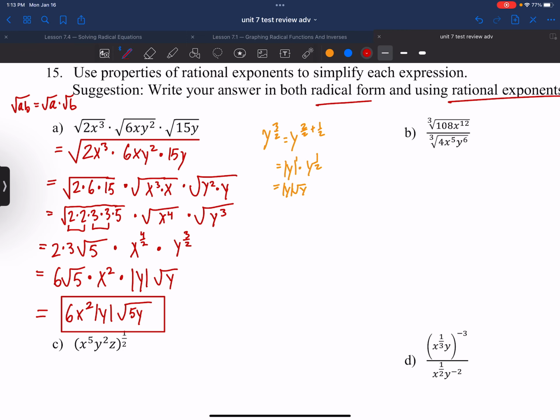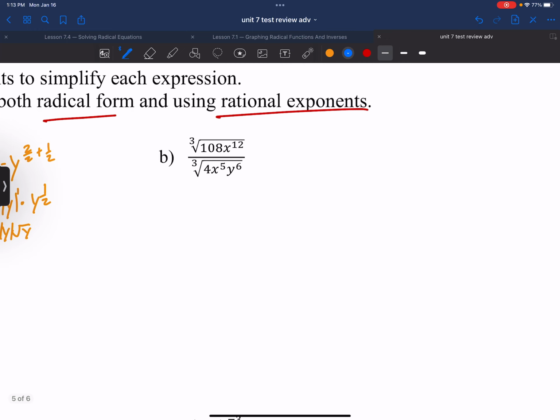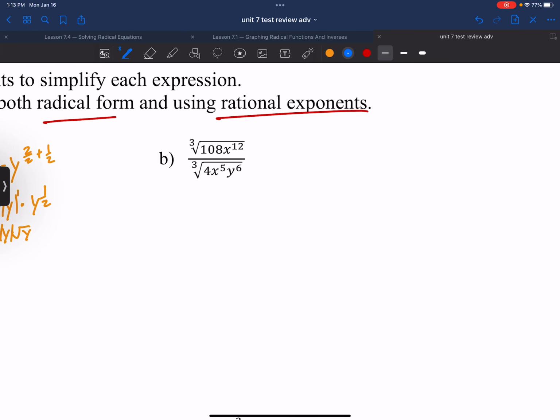Okay? So just see how I broke that piece by piece to address all of that. All right, let's do letter B now. For letter B, I'm going to use a very similar idea, but I'm going to use the division property rather than the multiplication. So the square root of a over b is the square root of a over the square root of b. So you could put all of this under its own cube root. You could say cube root of 108 x to the 12th over 4x to the 5th y to the power of 6.